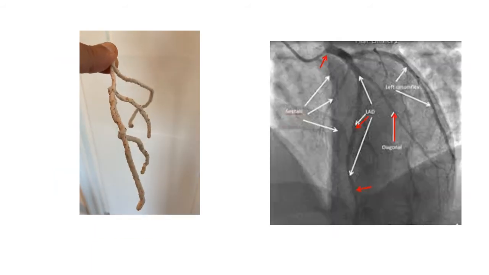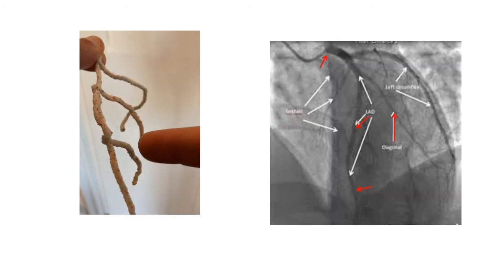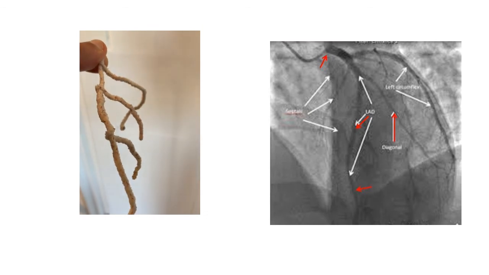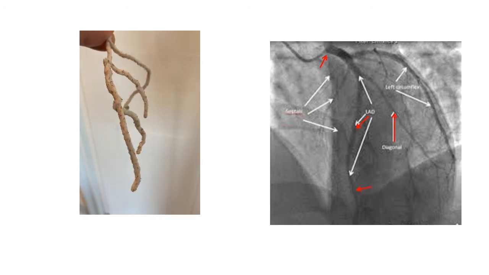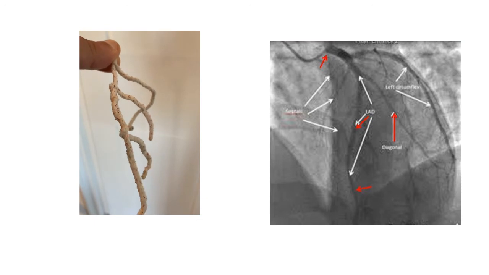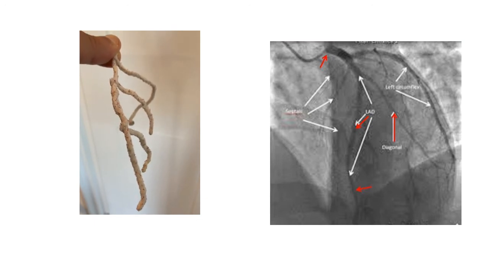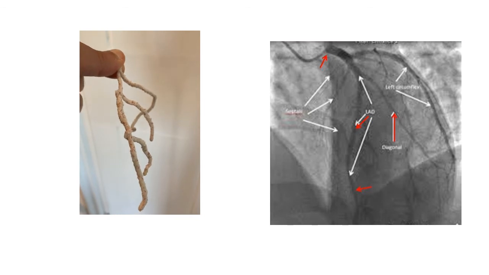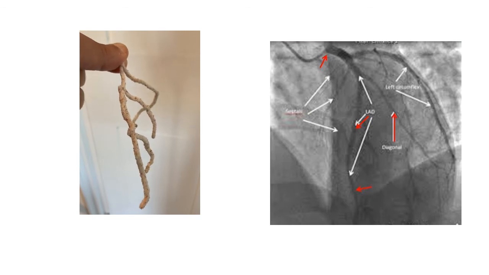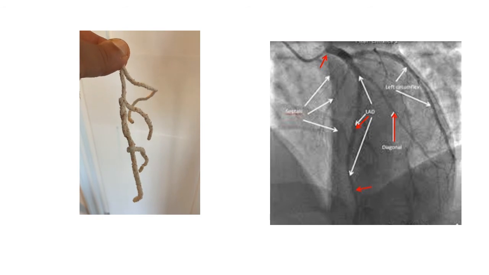What I've done here is to add a couple of diagonal branches to the LAD that we already had. And the reason I did this is to show you how to view the diagonal branches. Here is the neutral position. As we said before, the cranial views are very useful for visualizing the LAD. So we're going to go cranial.